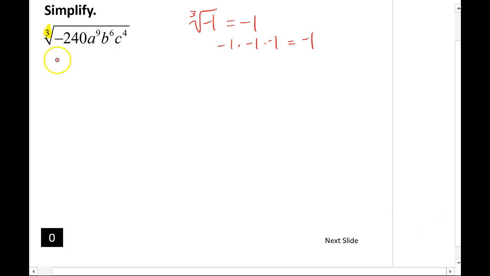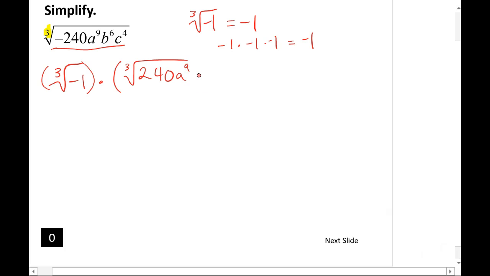So what I do with these is first, I'm going to separate that negative from the radicand, or from what's inside the radical. I'm going to have just -1 by itself, and then I'll keep the rest under the radical: A to the 9th, B to the 6th, and C to the 4th. Now, I know that the cube root of -1 is simply just -1. So that one's done. Now I just have to focus on the rest.